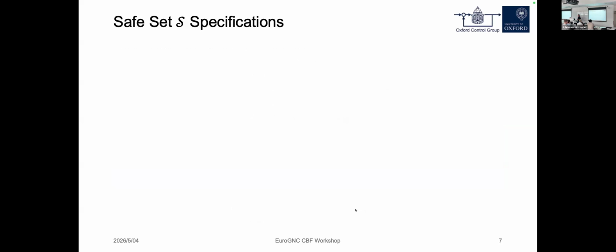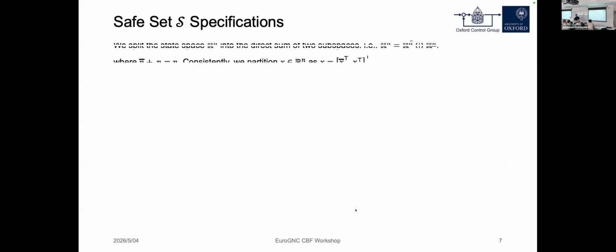So we begin with the safe set specification. First, we consider the shape of the safe set. On the first step, we split the state space into a direct sum of two subspaces, which is denoted by R n overline and R n underline over here.